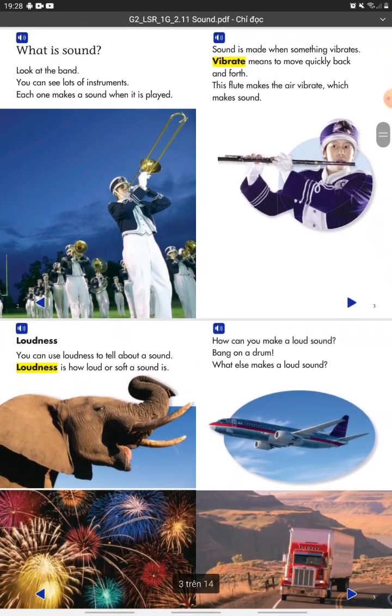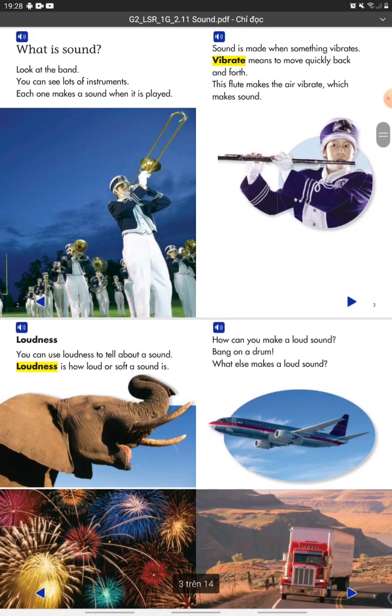Alright, before we talk about the sounds, let us understand what sound is. Look at the band. You can see lots of instruments. Each one makes a sound when it's played. Sound is made when something vibrates. That is to move quickly back and forth. This makes the air vibrate, which makes sounds.